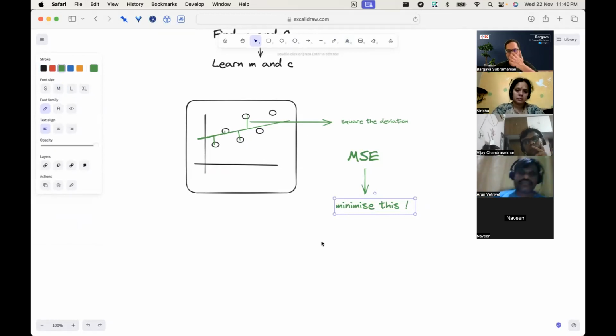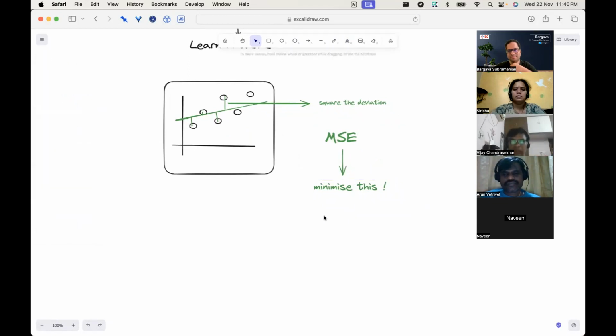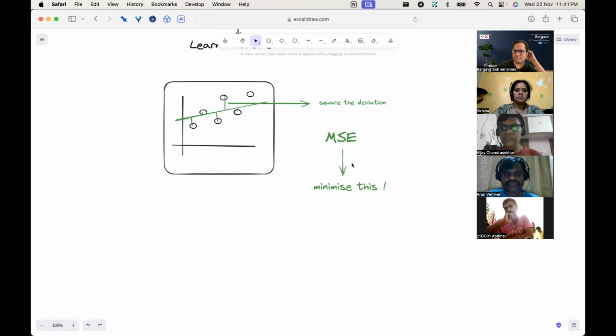Now, how do I minimize something like this? Calculus. So calculate the derivative. Derivative equal to 0. It's a brilliant question, brilliant answer. Derivative equal to 0 will give me what? Minimum or maximum? It will give both maxima and minima.